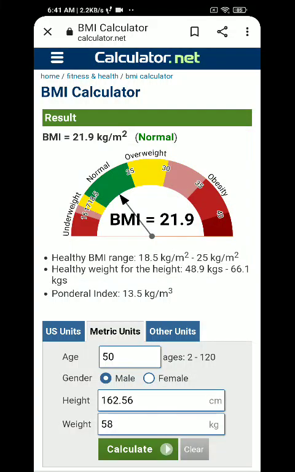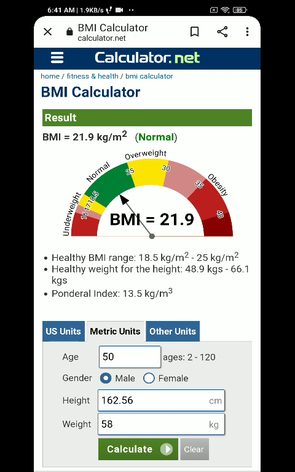What is BMI? BMI means body mass index, which is a value derived from the mass and height of a person. The BMI is defined as the body mass divided by the square of the body height and is expressed in units of kilograms per square meters, resulting from the mass in kilograms and height in meters.